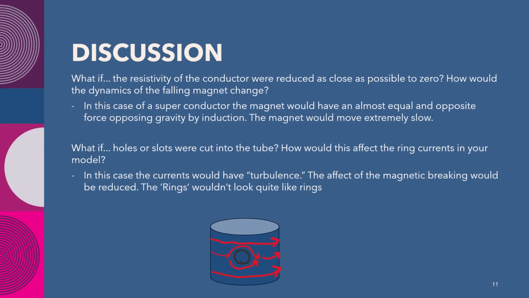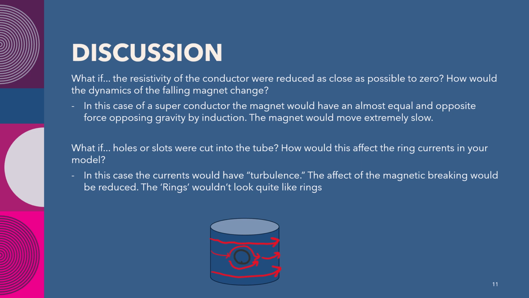Discussion. What if the resistivity of the conductor was reduced as close as possible to zero? How would the dynamics of the falling magnet change? In this case of a superconductor, the magnet would have almost an equal and opposite force opposing gravity by induction. The magnet would move extremely slow.